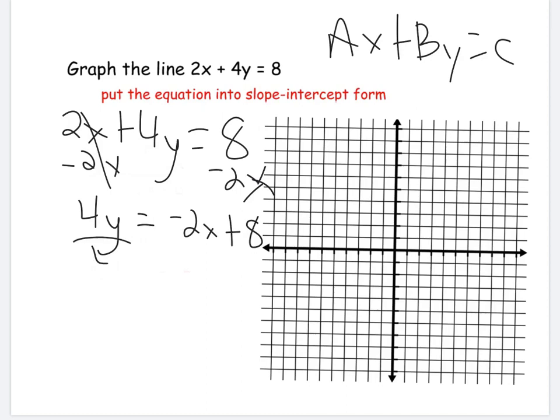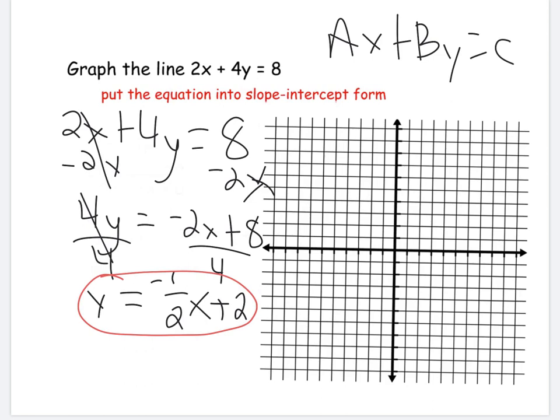Then I want to divide both sides by 4 to finally isolate my y, so I would have y equals, taking both things and dividing them by 4. Negative 2 divided by 4 would be a fraction, so I simplify, which gives me negative 1/2 x. And then it's plus 8 divided by 4, which is 2. So now I have my equation in slope-intercept form, so I can graph it because I know my slope is negative 1/2 and my y-intercept is 2.